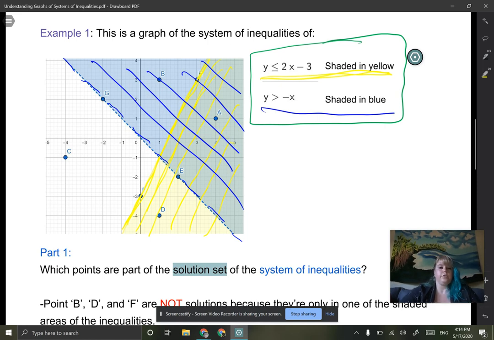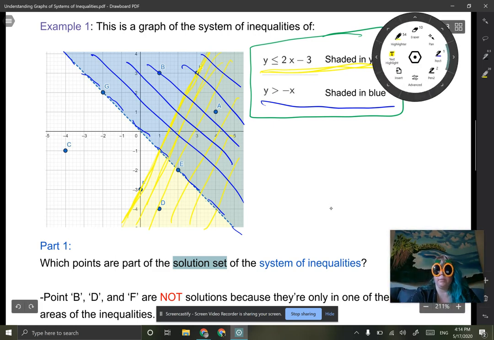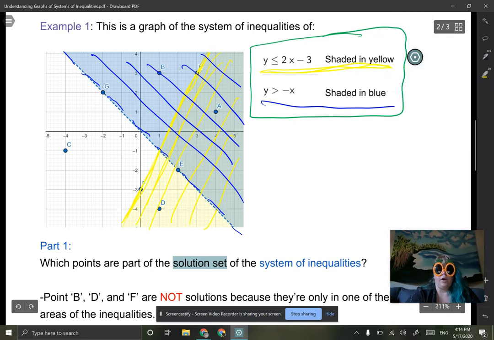Okay, so the question asks, hold on, let me get my glasses on here. So the question asks, which points are part of the solution set of the system of inequalities? Okay, so we have many different points here. Let me get my red out. So let's look at an obvious one. Let's look at C here.